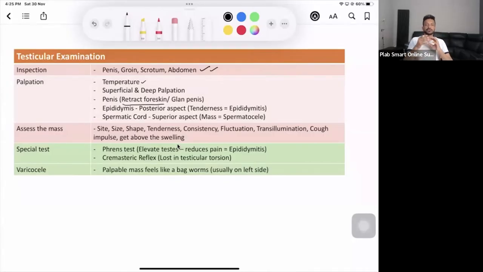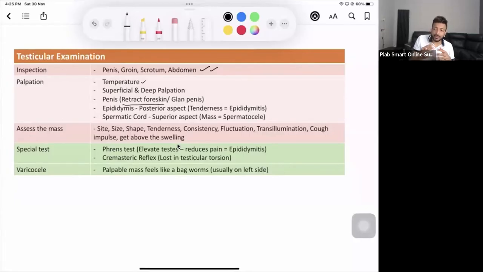Now, after doing that, what are the things you need to check in the examination? You need to feel for the spermatic cord. You need to feel for the epididymis as well. Sometimes when you feel for the epididymis, you might be able to feel an epididymal cyst as well. There is a scenario on epididymal cyst as well. So feel for the spermatic cord, feel for an epididymal cyst if there is any. Then you're going to feel for the testicles.